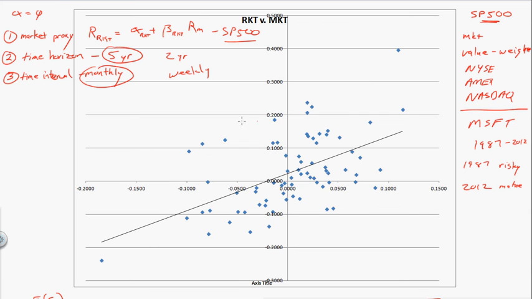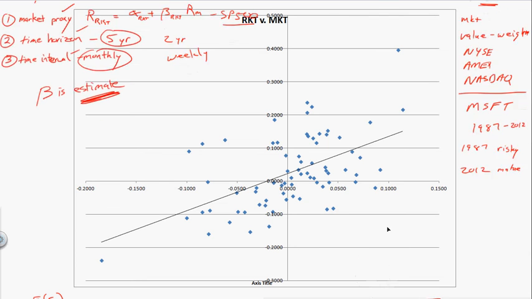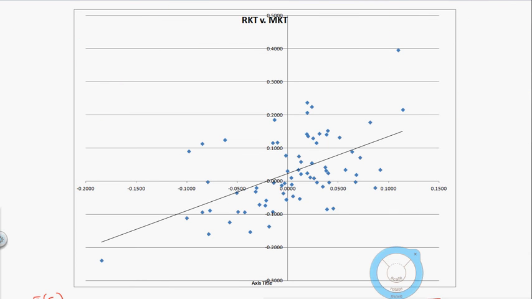So when you're looking at betas that are already calculated, it's important to know that the beta is an estimate. No one knows what the true beta is. It is an estimate that varies depending on choice of market proxy, time horizon, and time interval. All those things are extremely important to know. Alright, so when we use this in practice, what do we actually do?